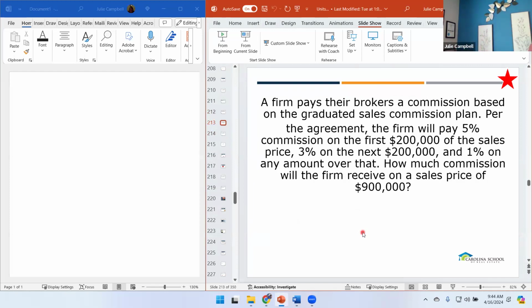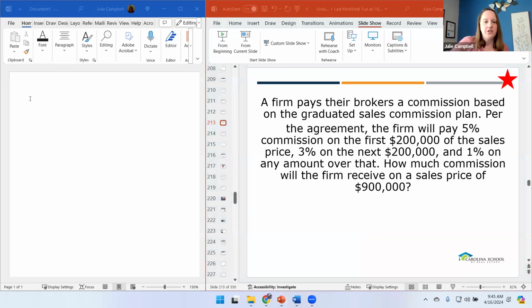A firm pays their brokers a commission based on the graduated sales commission plan. Per the agreement, the firm will pay 5% commission on the first 200,000 of the sales price, 3% on the next 200,000, and 1% on any amount over that. How much commission will the firm receive on a sales price of 900,000?